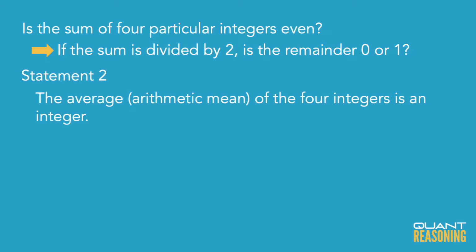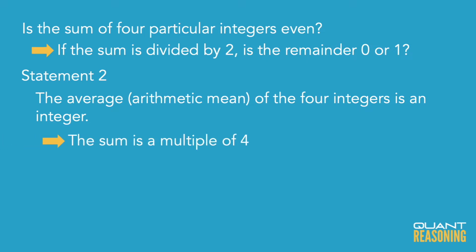I think the second statement is a bit trickier because it requires us to make an inference about the sum. We know that the sum of a set of numbers is equal to the product of the average times the number of terms, and in this case we know the number of terms. There are 4 terms, and we also know now that the average is an integer. Now, when you multiply 4 times some integer, you get a multiple of 4.